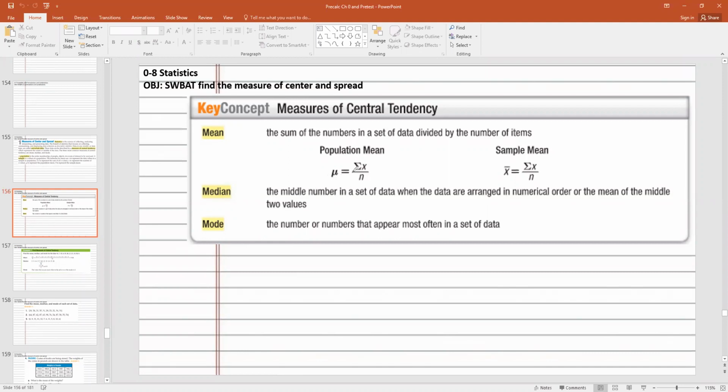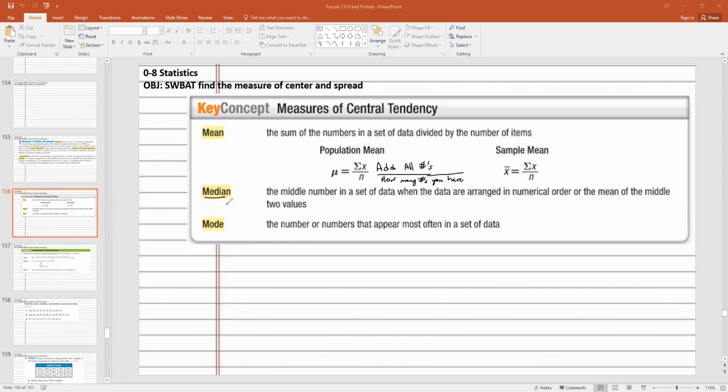For the mean, what you're doing is you add all the numbers and divide by how many numbers you have. That's the population mean. The sample mean is the same thing. Add all the numbers that you have in the sample and then divide by how many numbers you have in the sample.